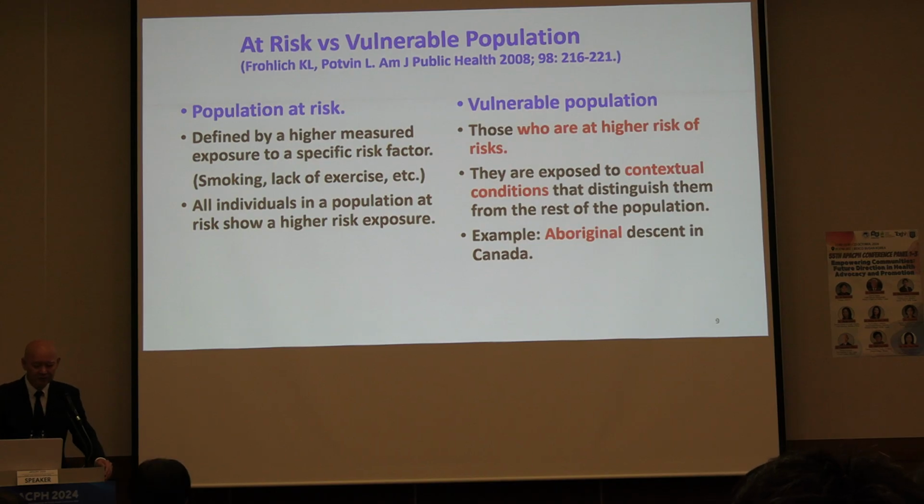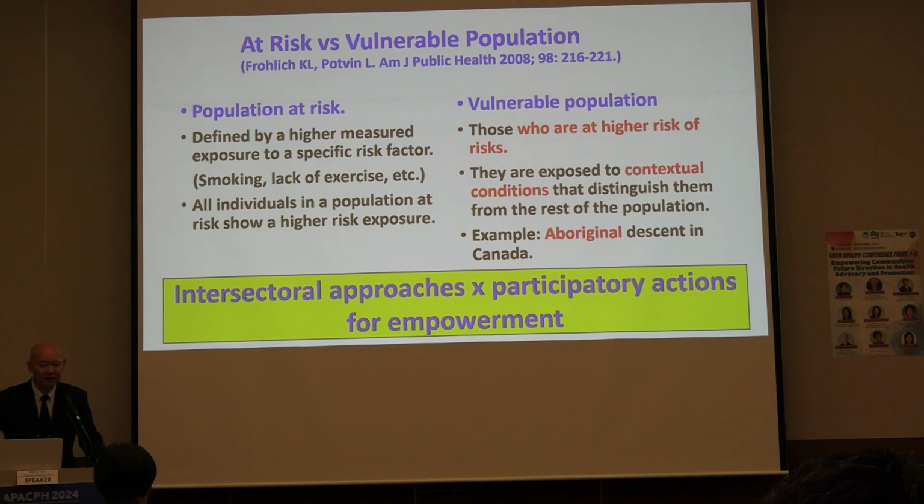And this paper differentiates between population at risk and vulnerable population. Population at risk is a risk-based approach. But vulnerable populations are the people who are at higher risk of risks. It is a little bit complicated, but Aboriginal people or homeless people, these vulnerable populations, are at higher risk of risks. And we may need a different approach. And this paper says we need an intersectoral approach and participatory action for empowerment.